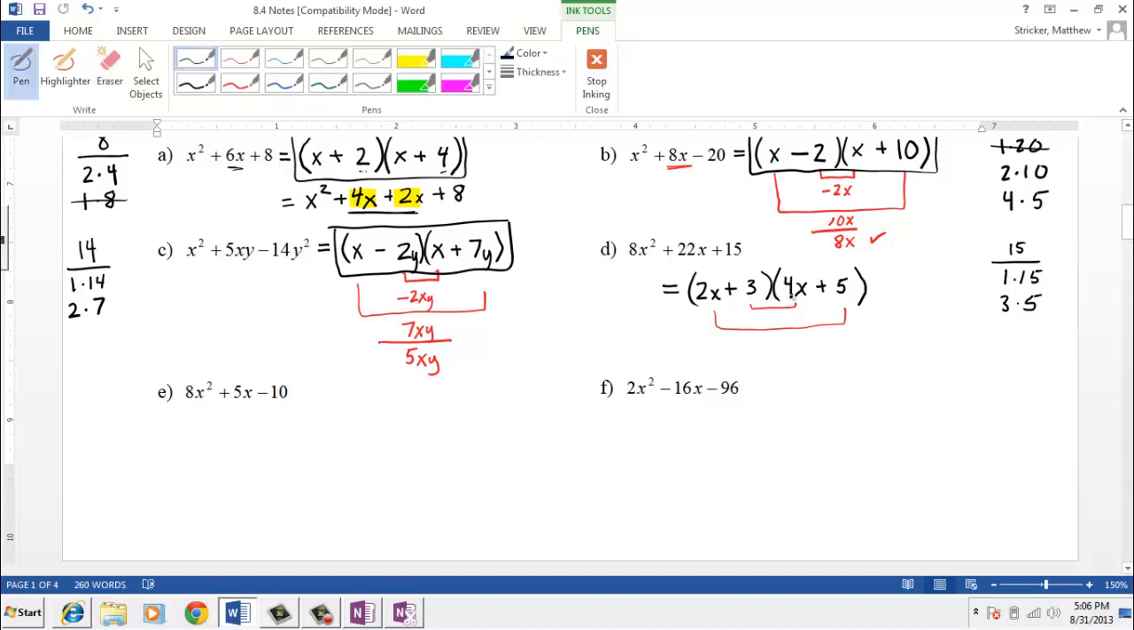So here if we do our inner product we get a 12x, and our outer product is a 10x. And this does add up to 22x. So we found the correct factoring. Now, this is going to require some guessing and checking. You might not get the right answer the first time, and that's okay. You don't have to get the right answer the first time. You just need to know how to keep checking until you get the right answer.